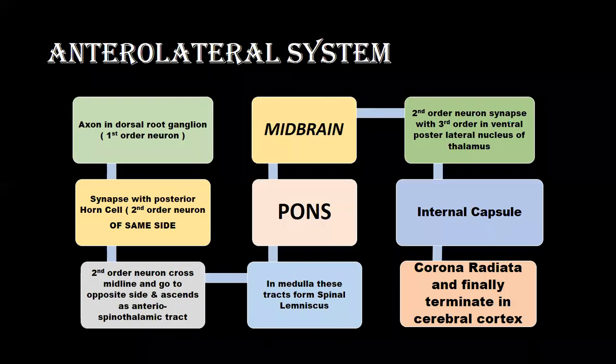So here is the complete pathway of the anterolateral system. The axon in the dorsal root ganglion, the first order neuron, synapses with the posterior horn cell on the same side. Then the second order neuron crosses the midline, goes to the opposite side, and ascends as the anterior spinothalamic tract. And when we talk about lateral, it goes through the lateral column.